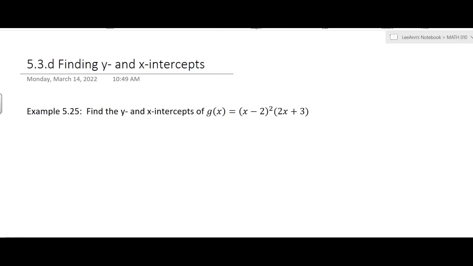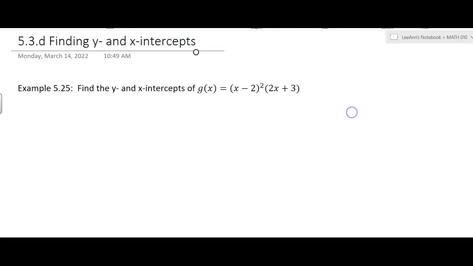Okay, so in this example, they ask us to find not only the x-intercepts, but the y-intercept as well. Remember, you're only going to have one y-intercept because these are functions. This gives us a little more information when we graph. Okay, so I'm going to do the x-intercepts first because look at what's happened here. It's already factored for me, so that's very handy when they give it to me in a factored form.